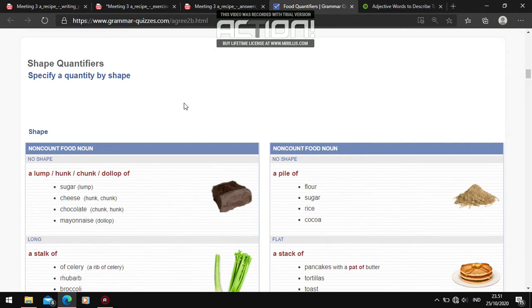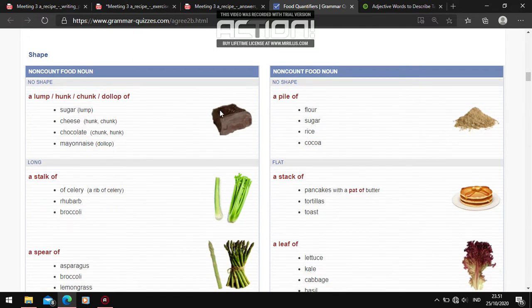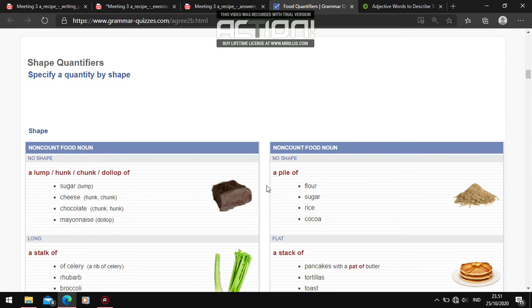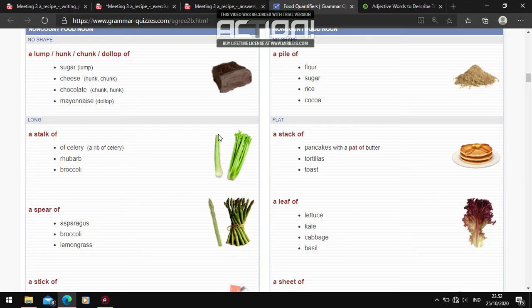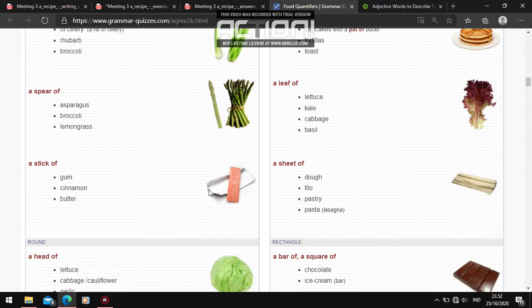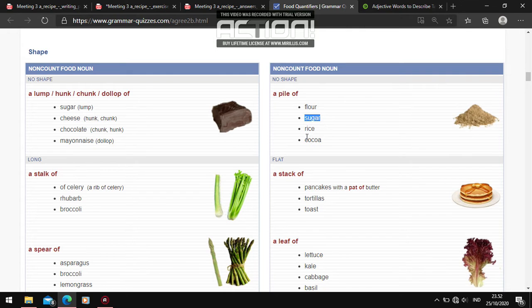Yeah. Terus ada lagi juga yang shape quantifiers. It's based on the shape, tergantung bentuknya. Ada a jar of, a tub of, sugar, cheese, mayonnaise. Ya. Kalau yang panjang-panjang biasanya a stalk of celery, rhubarb, broccoli. This is a spear of, this one is a stick of gum, cinnamon, butter. Kalau yang bentuknya nggak jelas, no shape, itu nggak ada, ini butiran gitu ya, nggak ada judulnya. Biasanya a pile of, kalau flour, sugar, rice, cocoa.